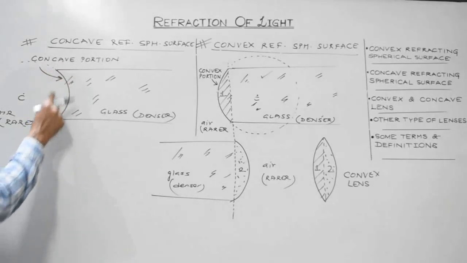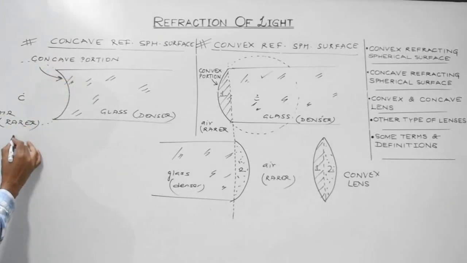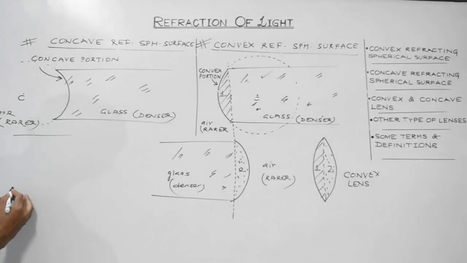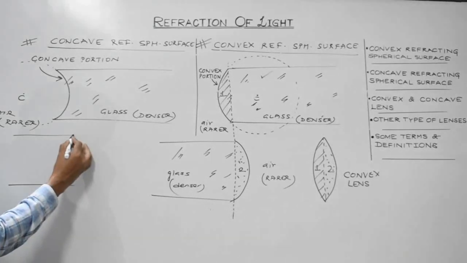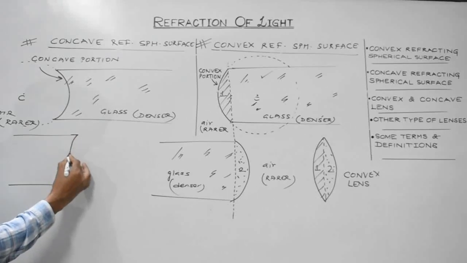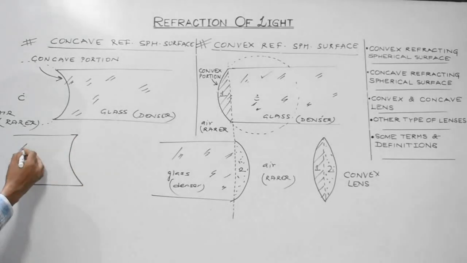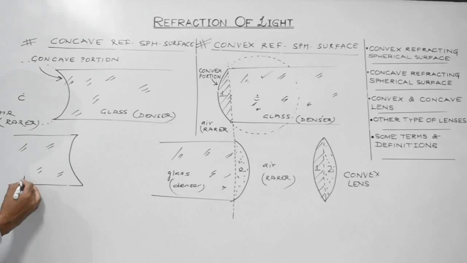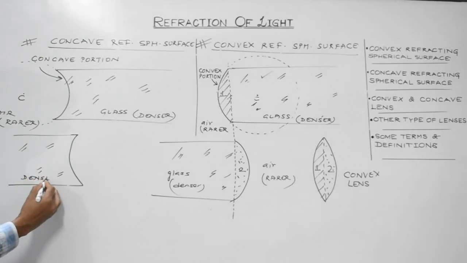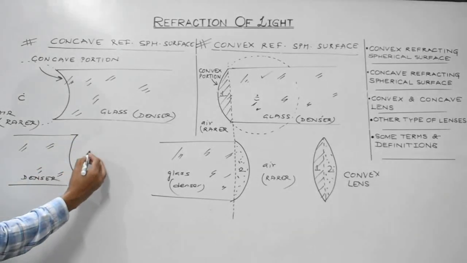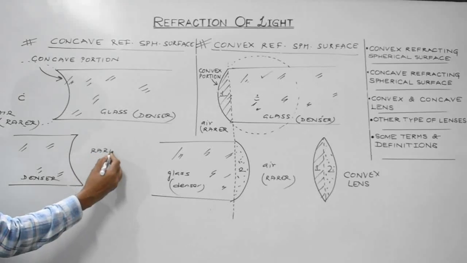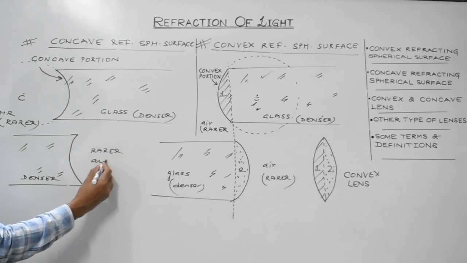Like this is a concave portion. Let's consider another concave refracting spherical surface. It's like this. This is another concave refracting spherical surface. The concave refracting spherical surface means the concave portion should be towards the rarer medium.